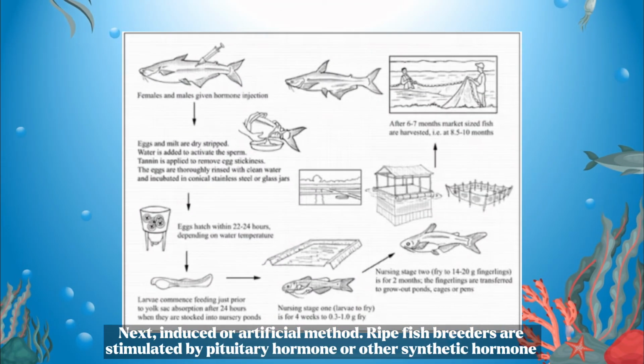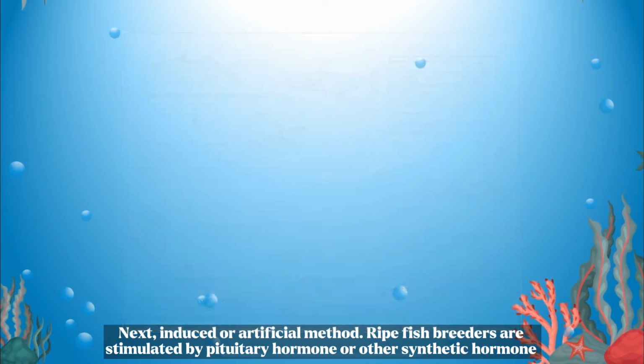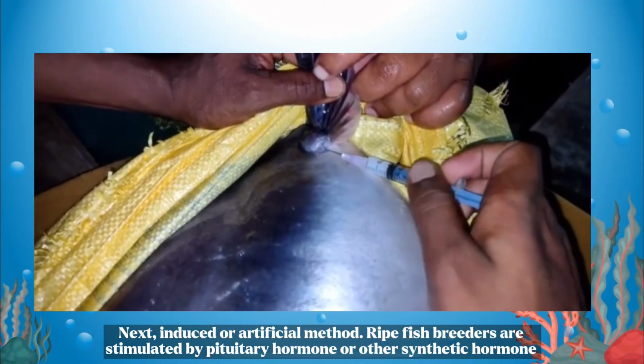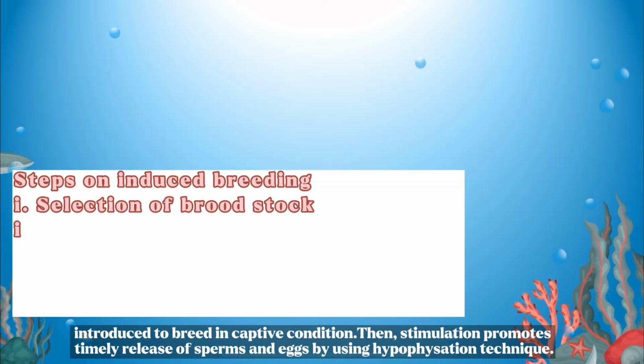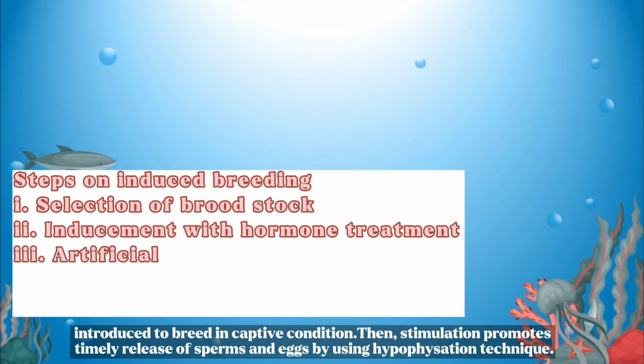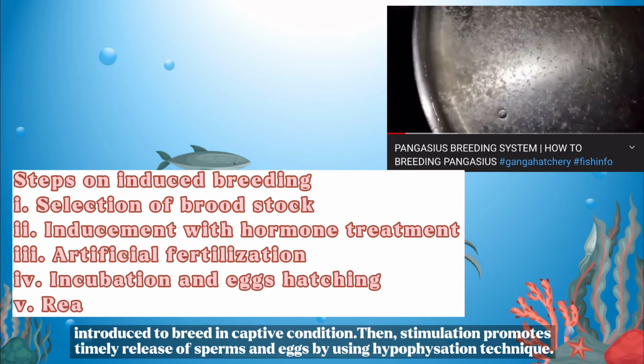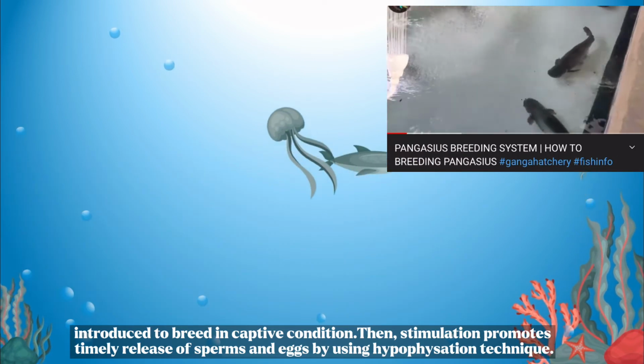Next, the induced or artificial method. Ripe fish breeders are stimulated by pituitary hormone or other synthetic hormone and induced to breed in captive conditions. Then, the stimulation promotes timely release of sperm and eggs by using the hypophysation technique.